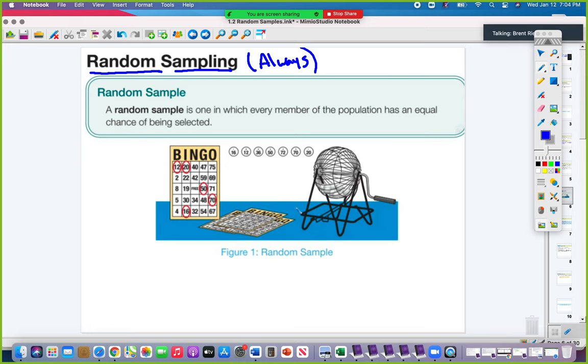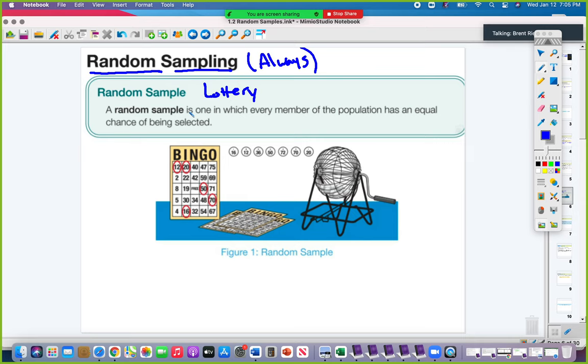Now, when we play bingo, every ball is the exact same shape. It has the exact same weight. We put it in this tumbler, we spin it around, we close our eyes when we look in, and whatever ball we draw is completely random. No number has a better chance of being selected. You could think of the lottery, like the Powerball, where they get the balls completely at random. So that's one way of getting a sample.